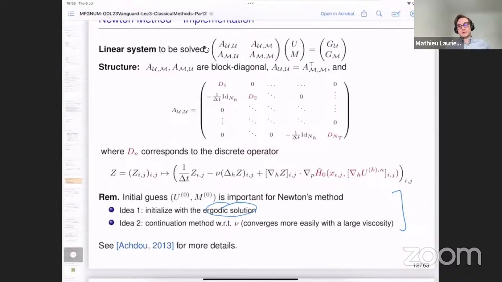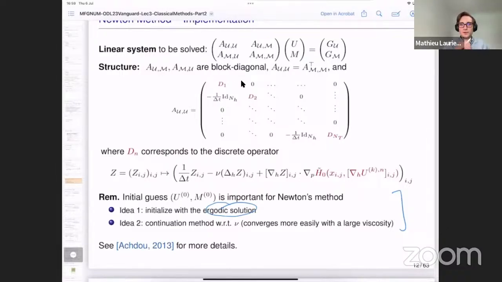Okay. Yes, I agree. I think the ergodic case, for mean field games, is not always so easy. So my point is more that if you manage to solve it, if you have a method to solve the ergodic problem, then you can use that as an initial guess. Let's put it this way, maybe. Okay. Yeah, thank you. It's a very good point.